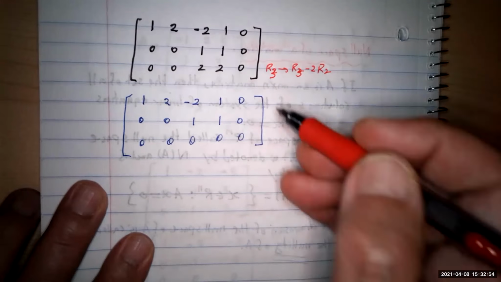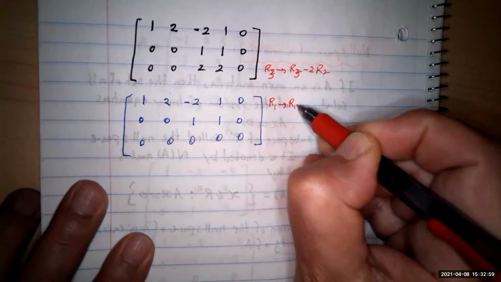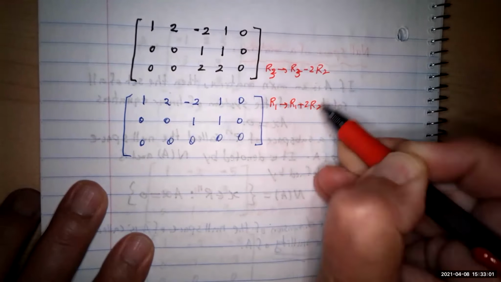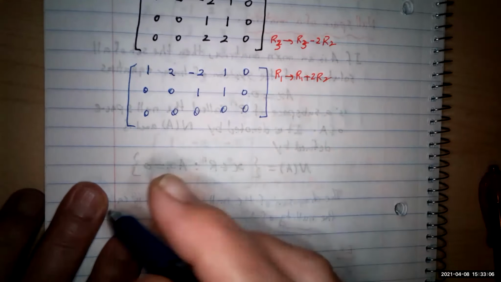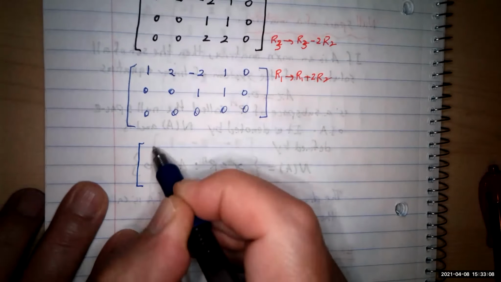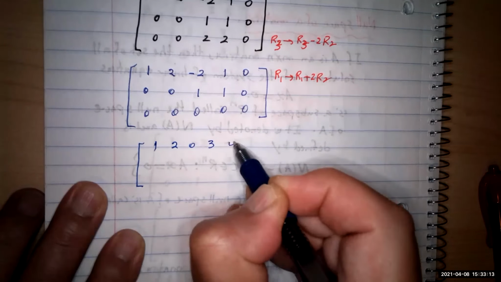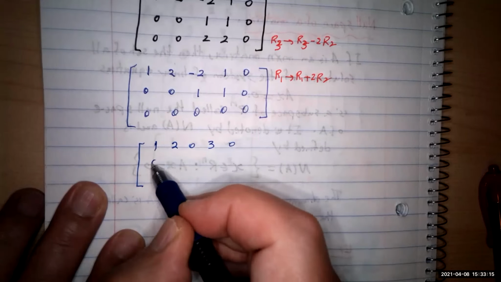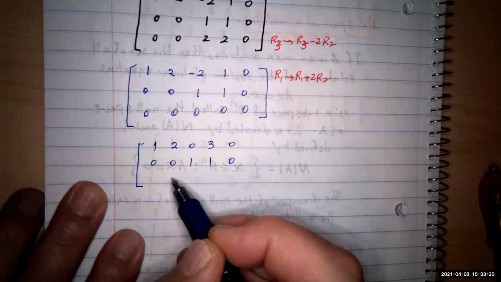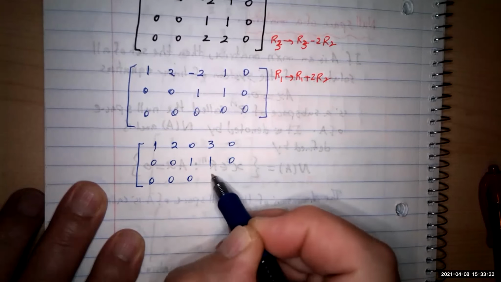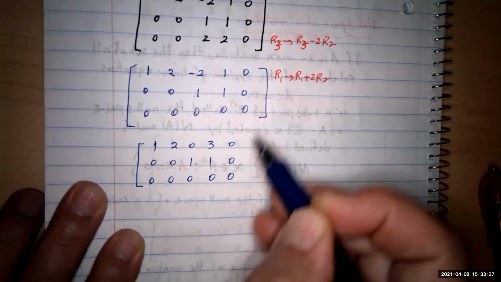So what I do is, this is the R1. I change it to the R1 plus 2R2. You can start working on this one right now. But together, to make it official, it's going to be 1, 2, 0, 3, 0. And these are going to be the same thing, 0, 0, 1, 0, 0. And this is going to be 0, 0, 0, 0, and the 0. That would be fine. You can even stop here.